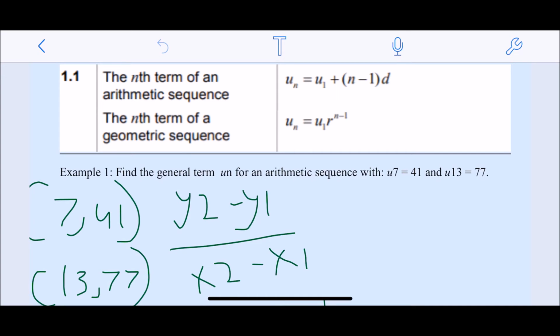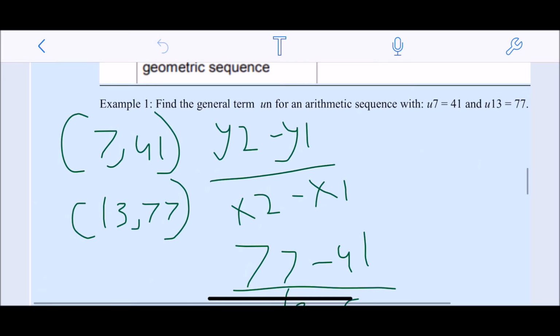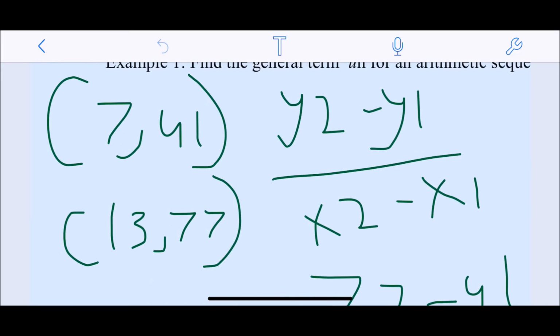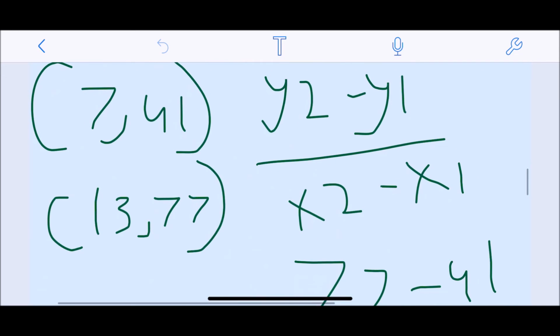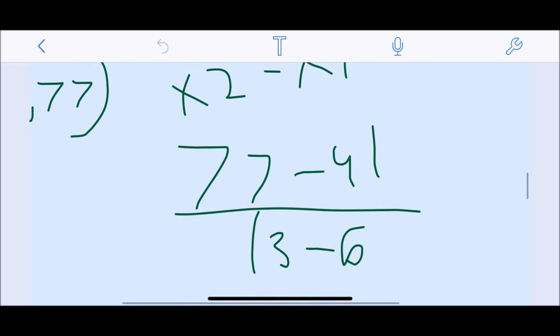Now the final thing we have to do is find the general term for arithmetic and geometric sequences. Here I just give the formulas again, not the sum formulas, just the standard ones for the nth term of arithmetic and geometric sequences. So this problem goes, find the general term u sub n for an arithmetic sequence with u sub 7 equals 41 and u sub 13 equals 77.